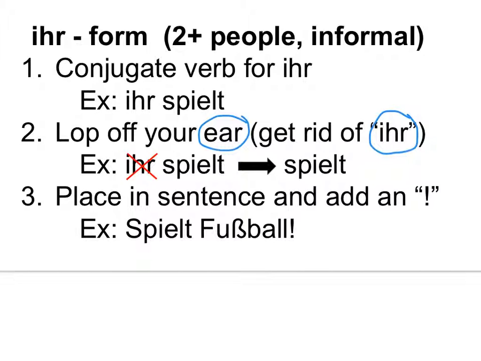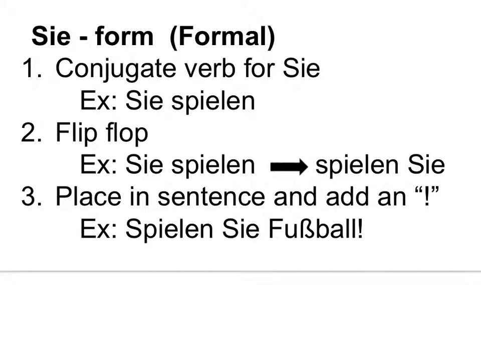So those were the hard two. The other two are easier. Well, you've already done the formal one quite a bit. So step one is going to be what? You conjugate your verb for the formal, which except for sein is the same as the infinitive form, which makes it super simple. And then all you do is you flip-flop them. So now instead of Sie spielen, you have spielen Sie.